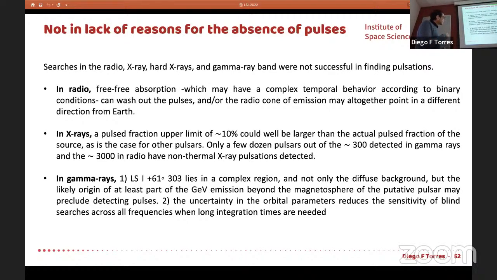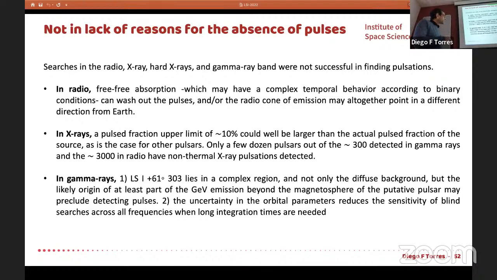In X-rays, the upper limit that we put is compatible with other cases in which the pulse fraction was similar. And we know that there is a pulsar in there. We observed with a very long integration time in Chandra, so there is nothing better we can do for the moment in order to detect the source. So in X-rays, it's simply too dim to be detected.